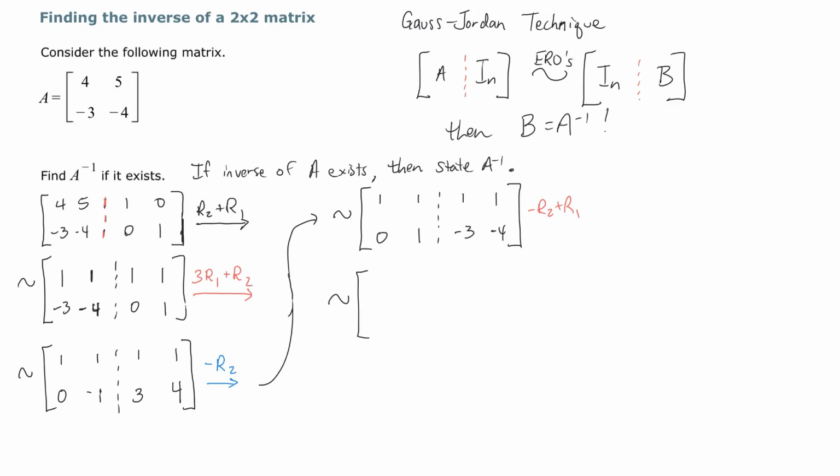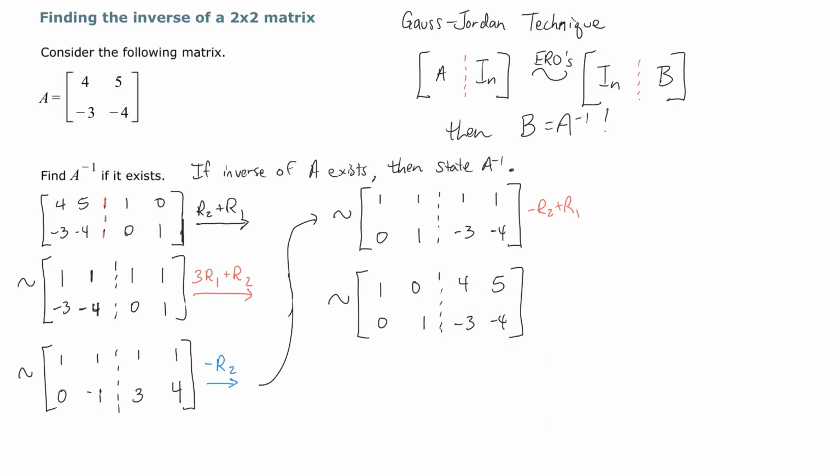And we get 0, 1 for row 2. Row 2 doesn't change, so -3, -4. And we get a 1, we get a 0 here. Now we got 3 plus 1 is 4, and 4 plus 1 is 5. Aha! Notice, on the left-hand side of this dotted line is the identity matrix. What does that mean? That means we actually did find the inverse of A. The inverse of A is over here.